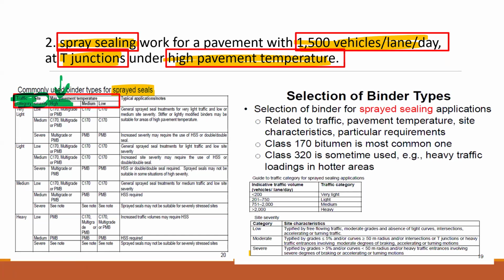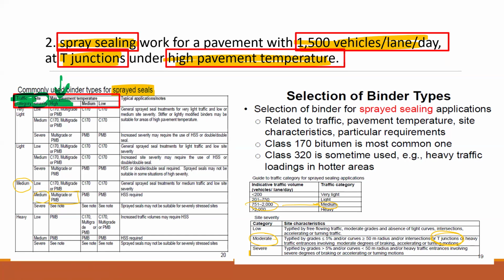So these are the two tables for you to find the traffic category and the site severity. Traffic category is what? T-junction, where is the T-junction? Moderate. So that will be multigrade and polymer modified binders. Is that right? Any question? No questions?